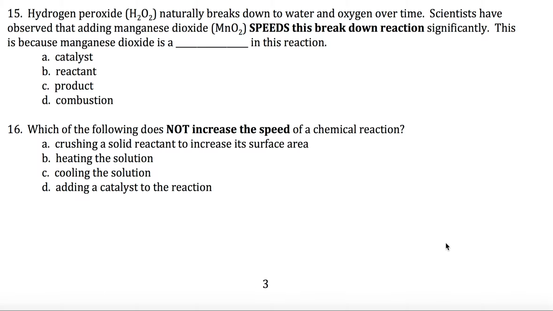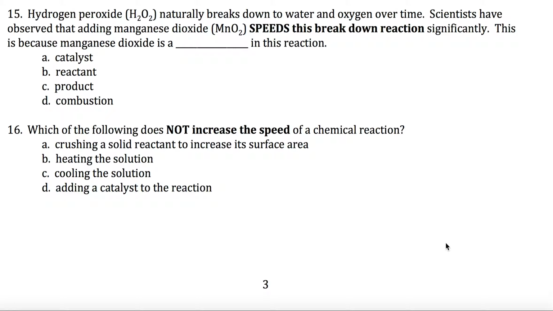Question 15. Hydrogen peroxide, H2O2, naturally breaks down to water and oxygen over time. Scientists have observed that adding manganese dioxide, MnO2, speeds the breakdown reaction significantly. This is because manganese dioxide is a blank in this reaction. A. Catalyst. B. Reactant. C. Product. D. Combustion.